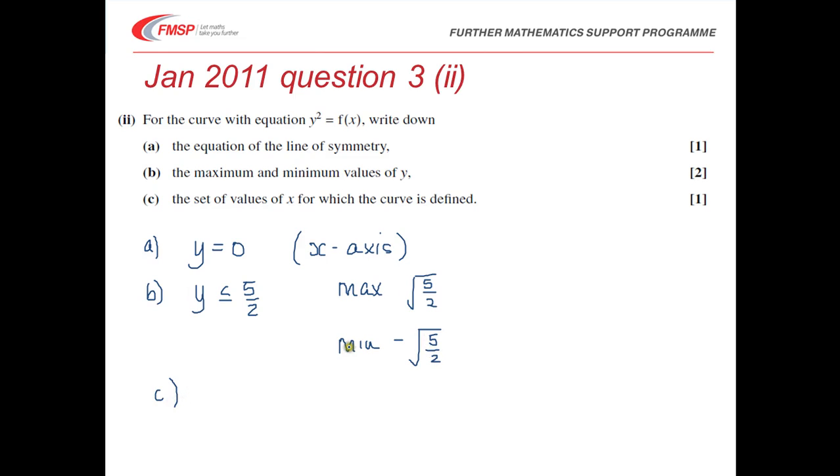And then in part c, again, if you remember what the equation of the function was, it was 5ax over x squared plus a squared. That was our function, and we were told that a was greater than 0, so this function, y squared equals f of x, will only be defined for x greater than or equal to 0.